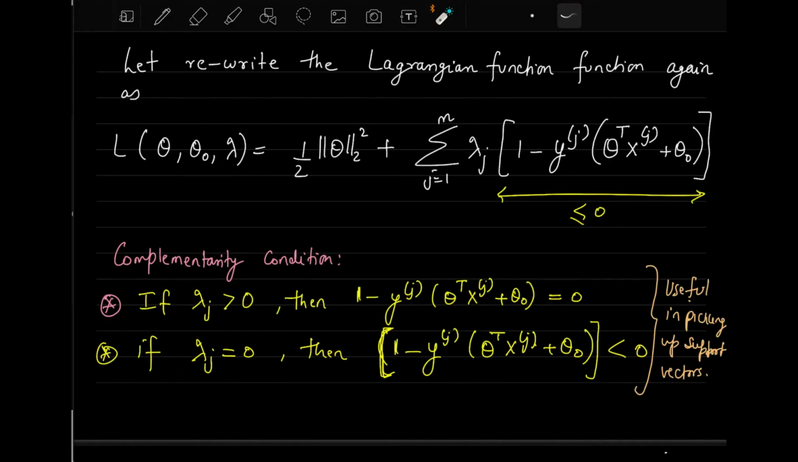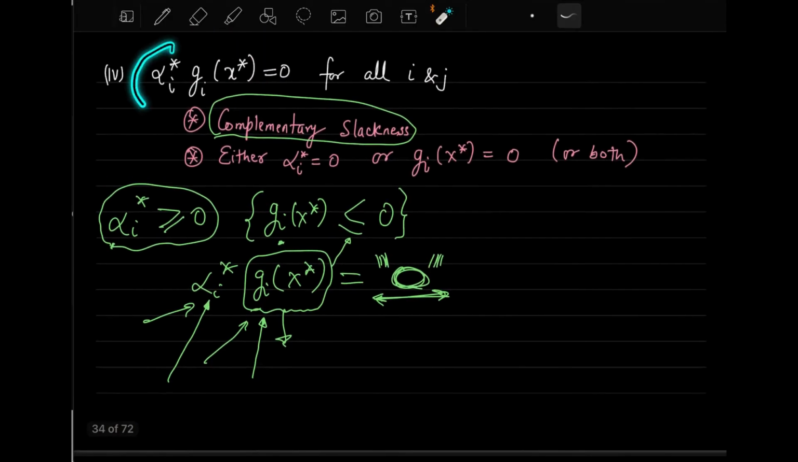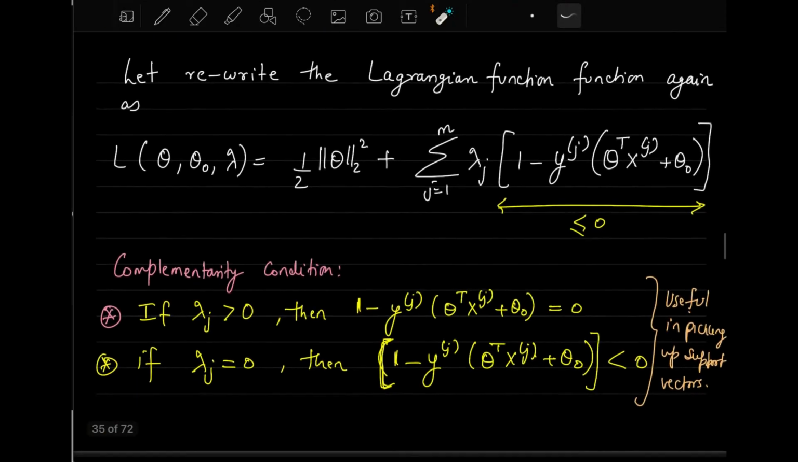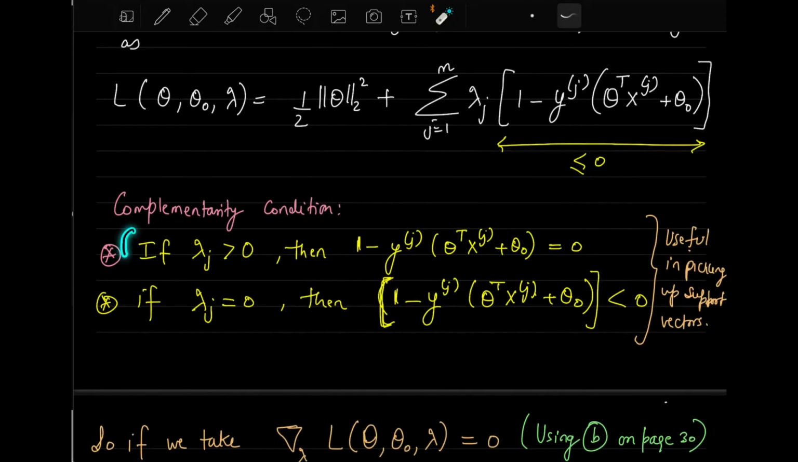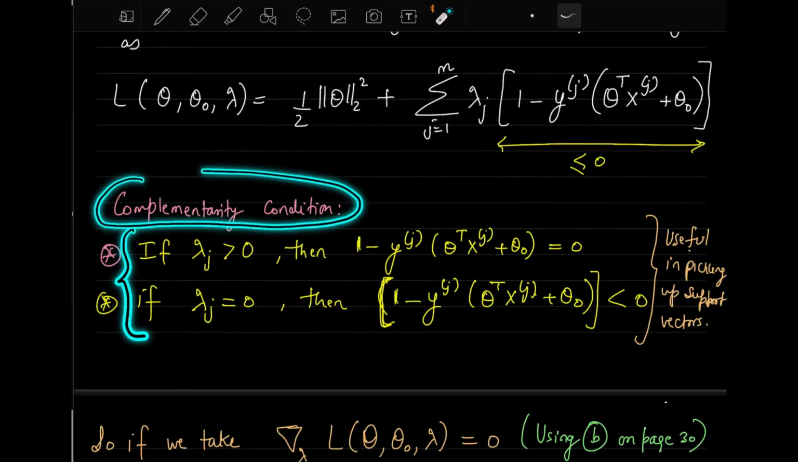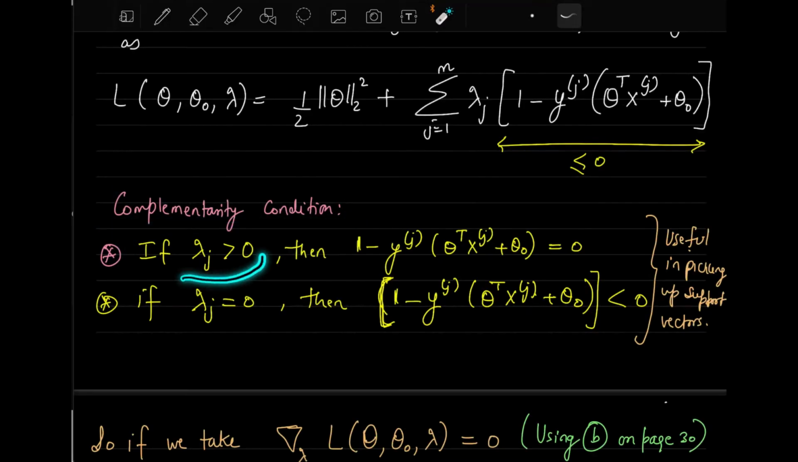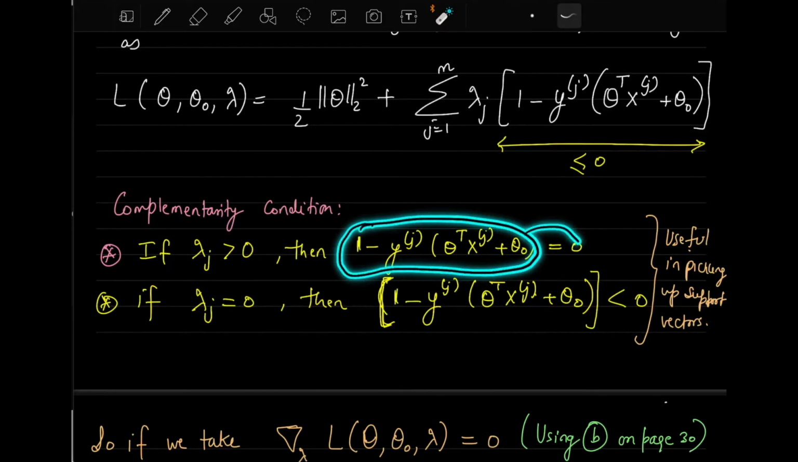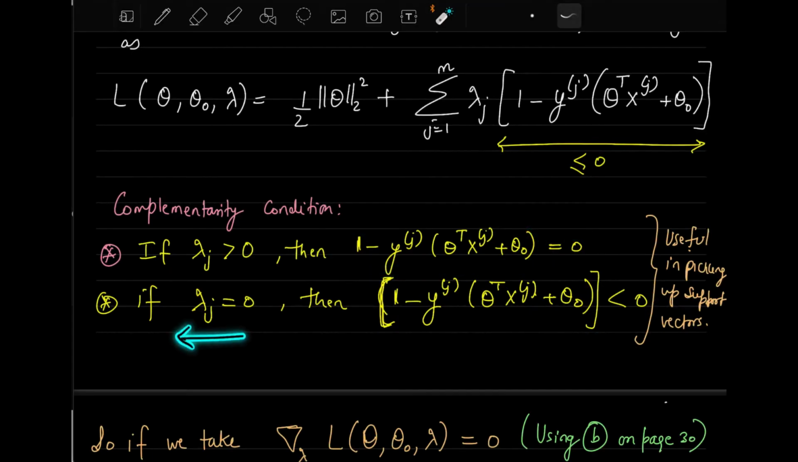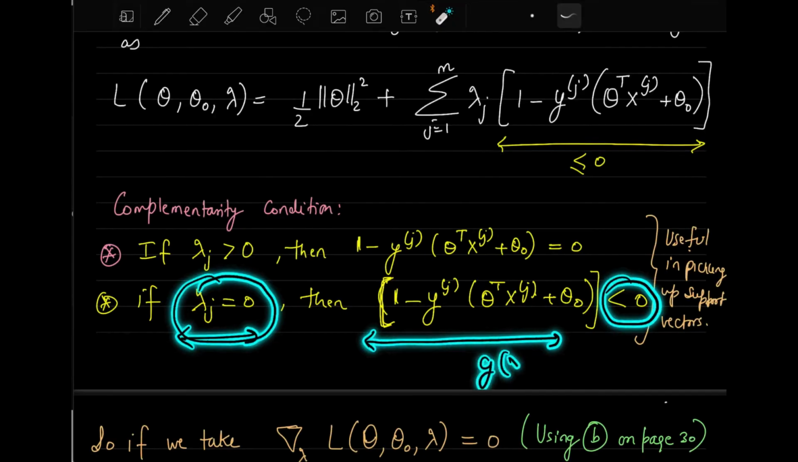So as I discussed just now, this particular thing, the complementary slackness condition, I discussed with you, right, this one. So let's repeat this for this Lagrangian function. If you repeat this, then you will get something like this. These are the conditions that you will get for complementary conditions. What is this? If your lambda is greater than 0, then this particular thing is equal to 0. What is this? This is basically g of x. This will be equal to 0. And if your lambda is equal to 0, then this can be less than 0. So its g of x is less than 0.